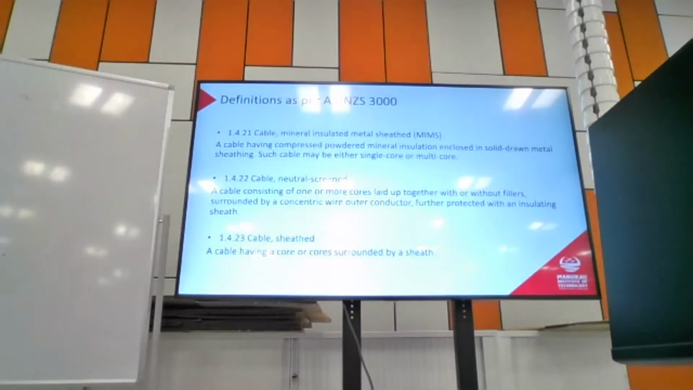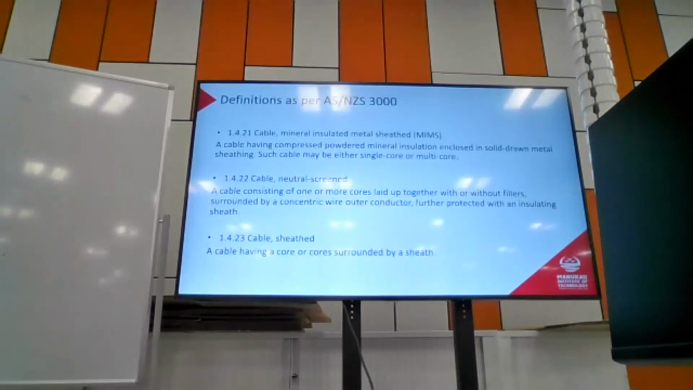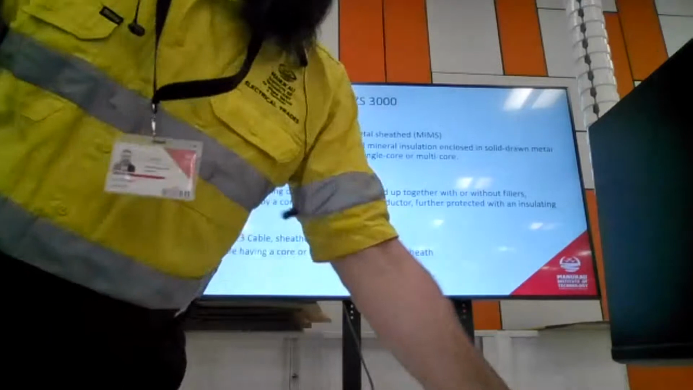Neutral screen cable consisting of one or more cores laid up together with or without fillers, surrounded by a concentric wire outer conductor, further protected with an insulating sheath. Geez, they don't make this stuff easy, do they?